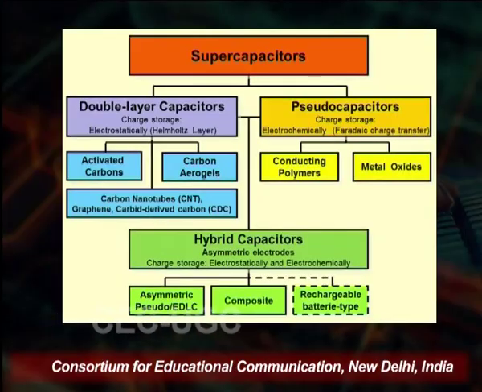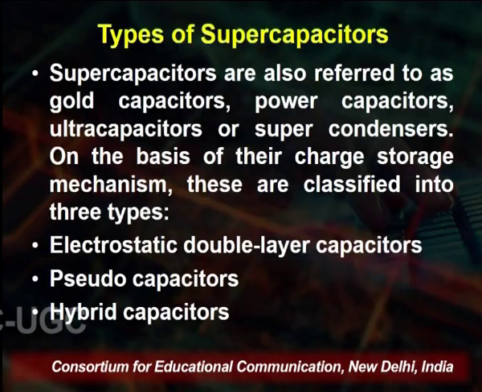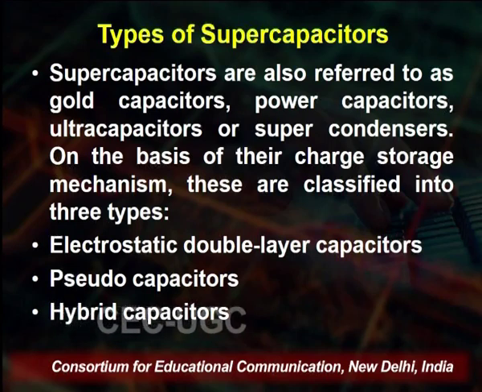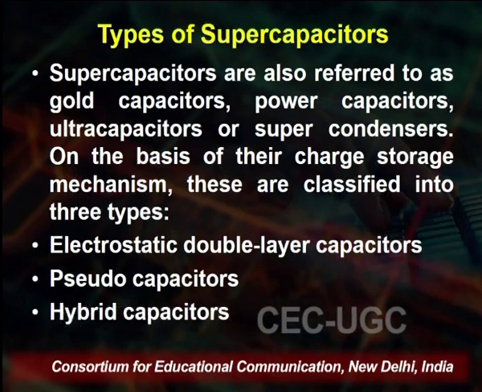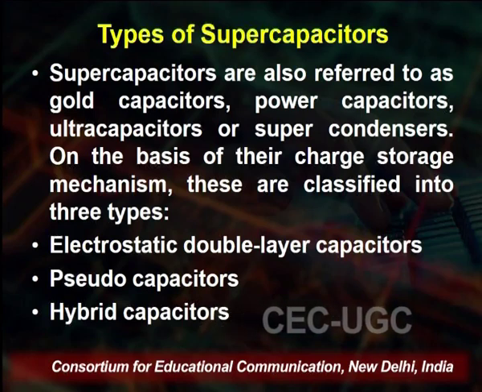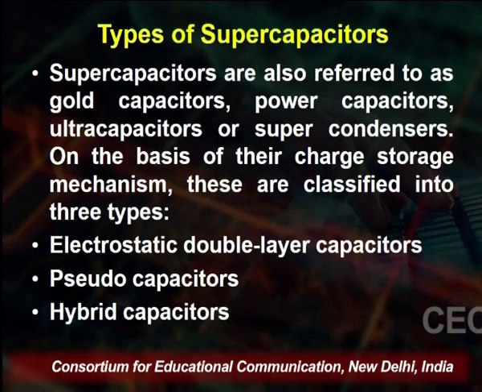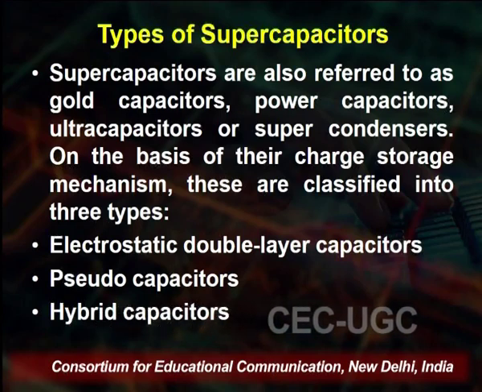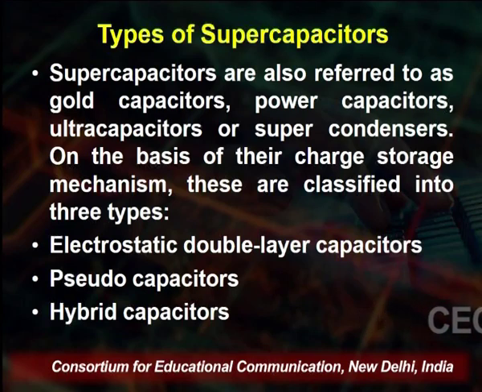Supercapacitors are of many types that we will discuss. The types of supercapacitors: supercapacitors are referred to as gold capacitors, power capacitors, ultracapacitors or supercondensers. On the basis of their charge storage mechanism, they are classified into three types. Number one is the electrostatic double layer capacitors. Number two, pseudo capacitors. Number three, hybrid capacitors.